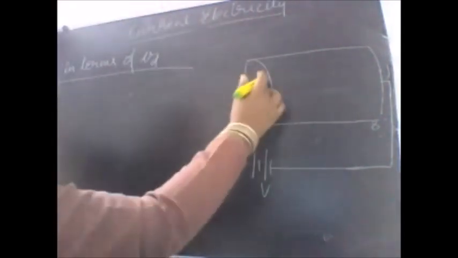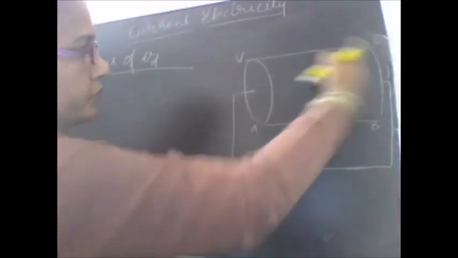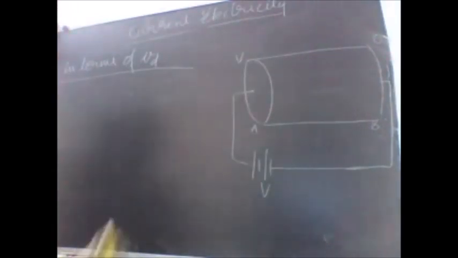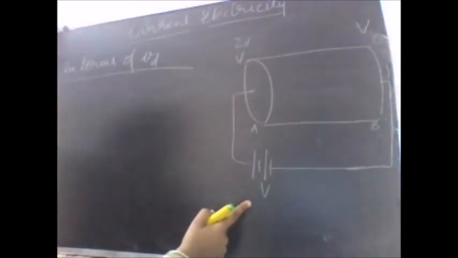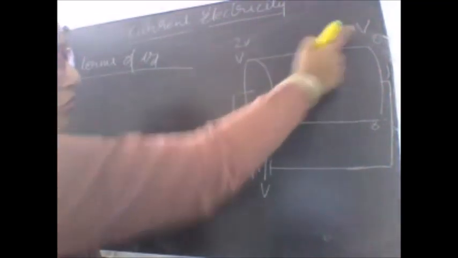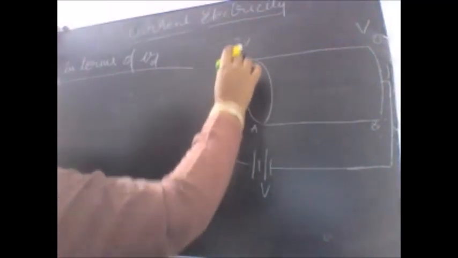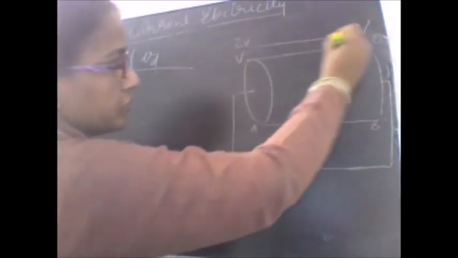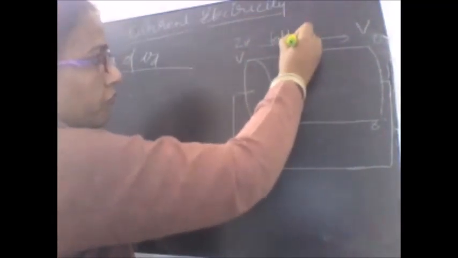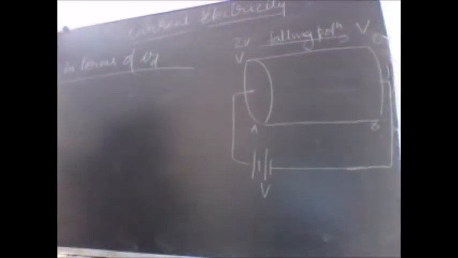If I take this potential at V volt, this has to be 0 so as to get the difference of potential V volt. If I am taking this as 2V, then the difference of the two should be V volt, which is the potential offered by the battery. So in case it is 2V, it has to be V. But one thing is clear, that whatever the value you are taking for A and B terminal, the difference should be V volt, and this should be the direction of the falling potential.